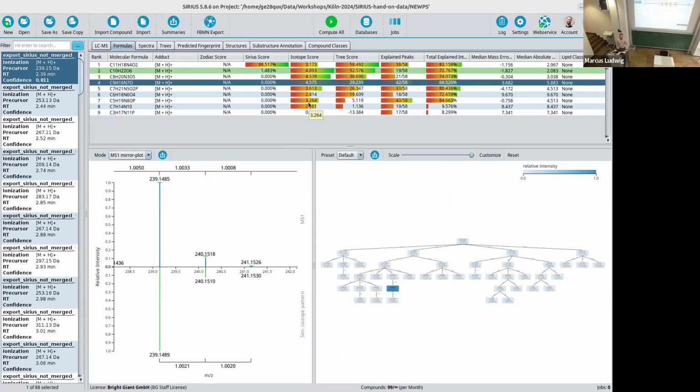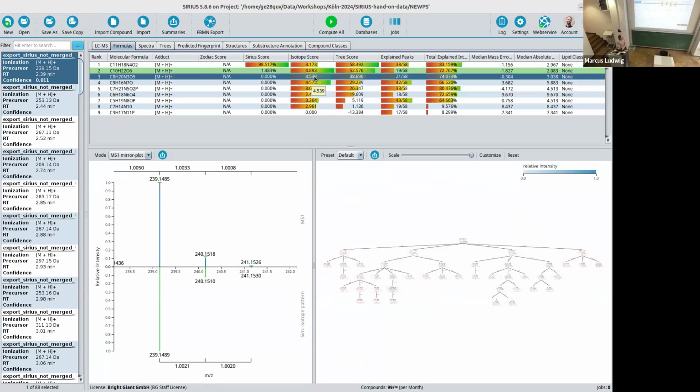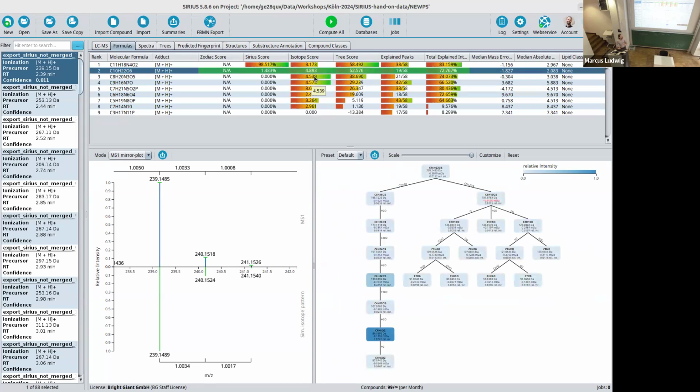It's not like I can say that a score above a certain threshold is always a good isotope pattern, but usually if you have an isotope score above 4, it's quite okay, but you should get a feeling for your data basically. Here you can see a highlighting always in relation to the other candidates. So basically, based on only the isotope pattern, this is the best matching molecular formula.